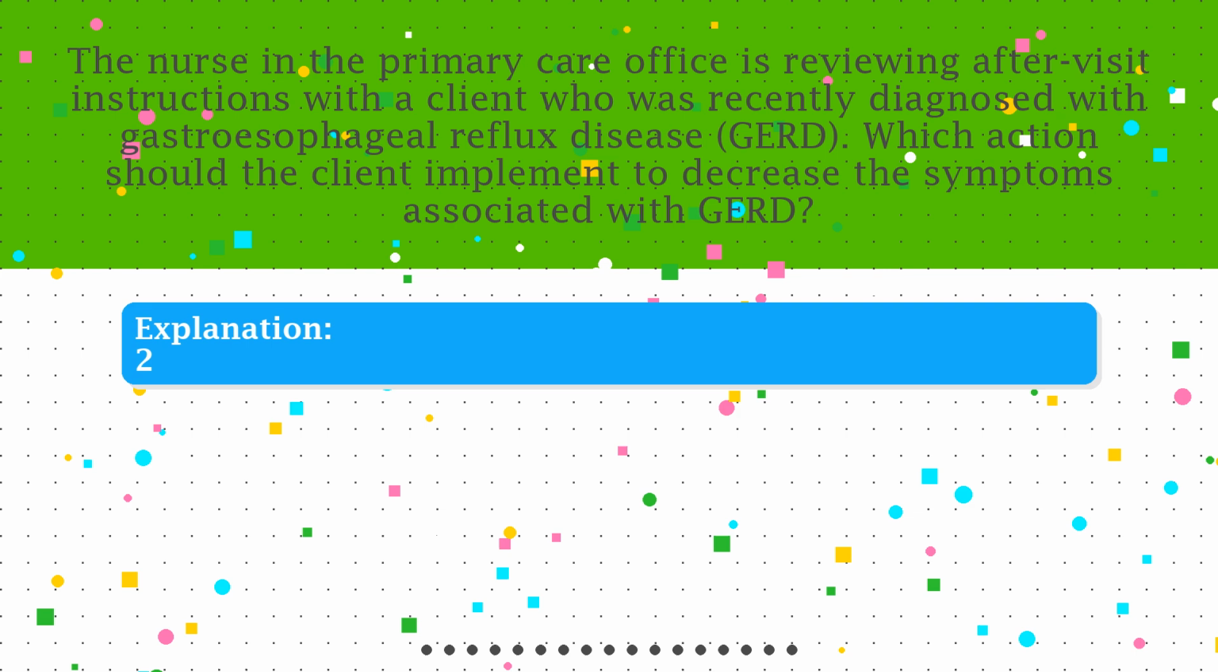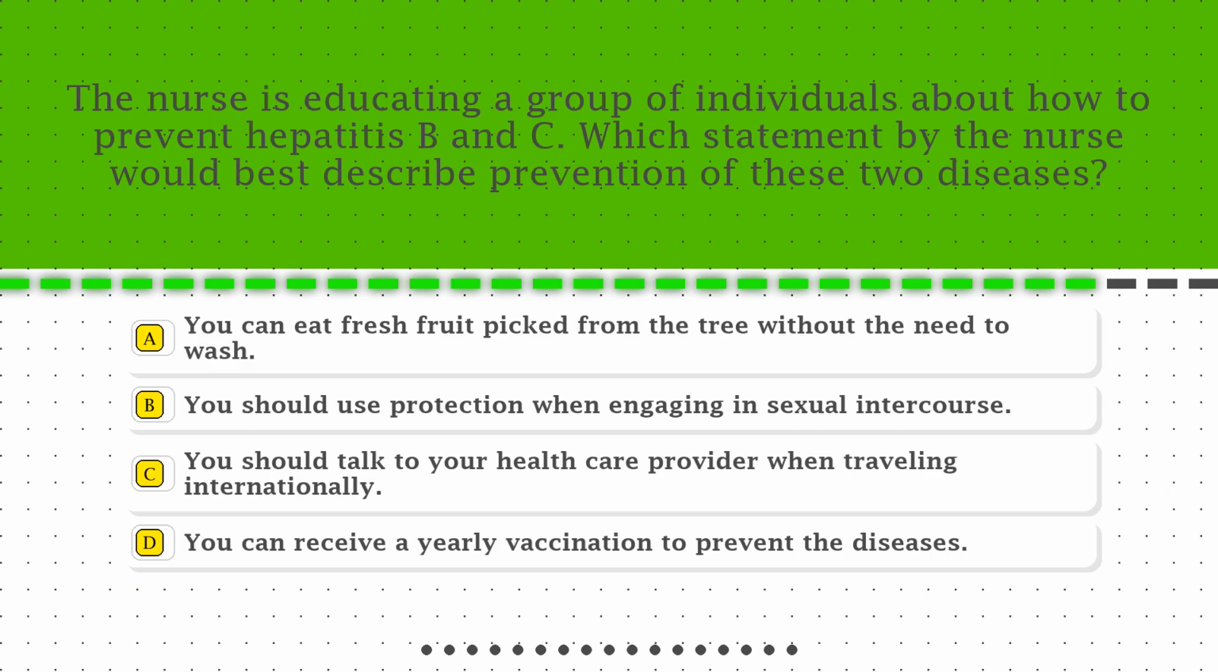2. Question 16. The nurse is educating a group of individuals about how to prevent hepatitis B and C. Which statement by the nurse would best describe prevention of these two diseases? Option A. You can eat fresh fruit picked from the tree without the need to wash. Option B. You should use protection when engaging in sexual intercourse. Option C. You should talk to your healthcare provider when traveling internationally. Option D. You can receive a yearly vaccination to prevent the diseases.